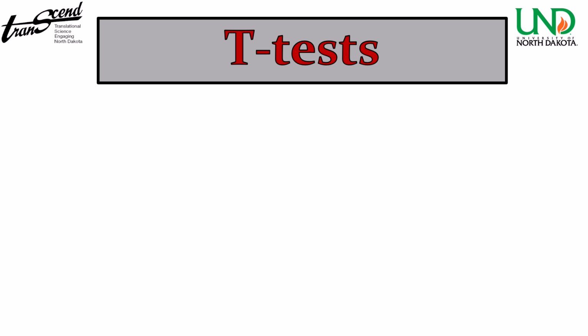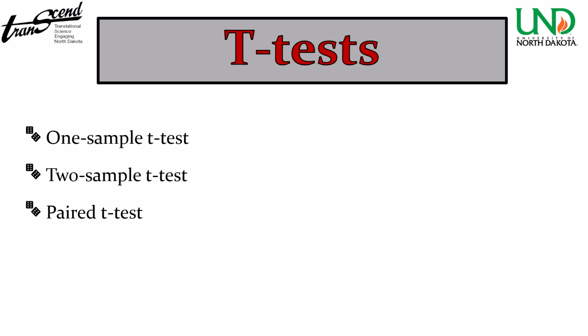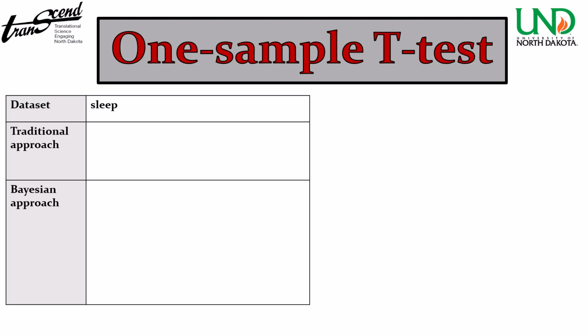So let's start with t-test. We'll cover one sample t-test, two sample t-test, and paired t-test. With the one sample t-test, we'll use the sleep data set. This is data which shows the effect of two soporific drugs, an increase in hours of sleep compared to control on 10 patients. We'll combine both drugs to ask: does taking any of these sleep drugs improve sleep compared to the control?